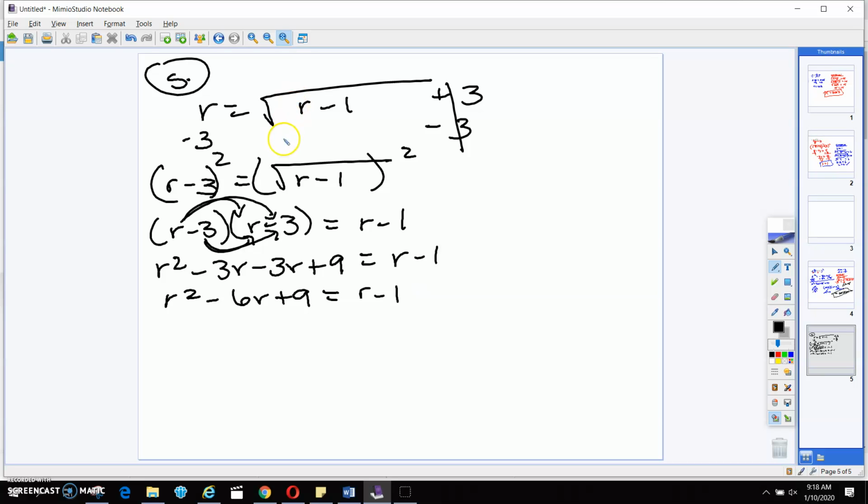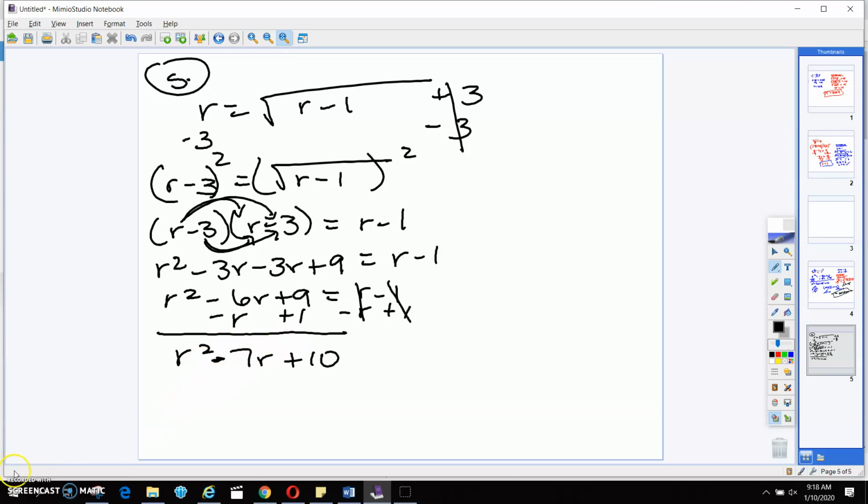So now we want to solve. We're on step 3. We're going to move everything to one side so that we can factor. So we're going to subtract r from this side because it's positive, and we're going to add 1 to the other side because it's negative. So we will get r squared minus 7r plus 10. Negative 6 minus 1 is going to give us negative 7.